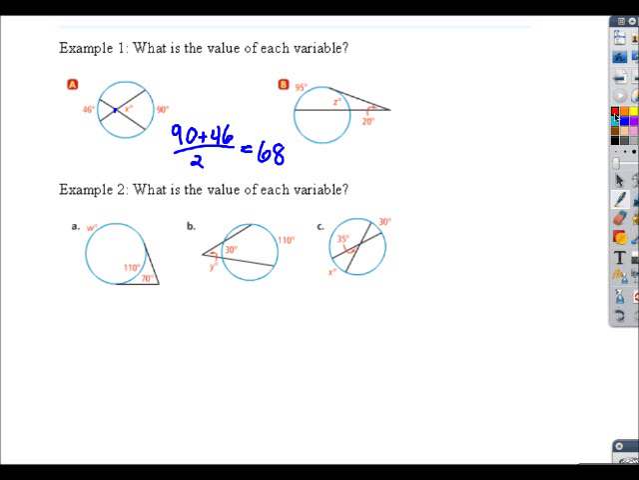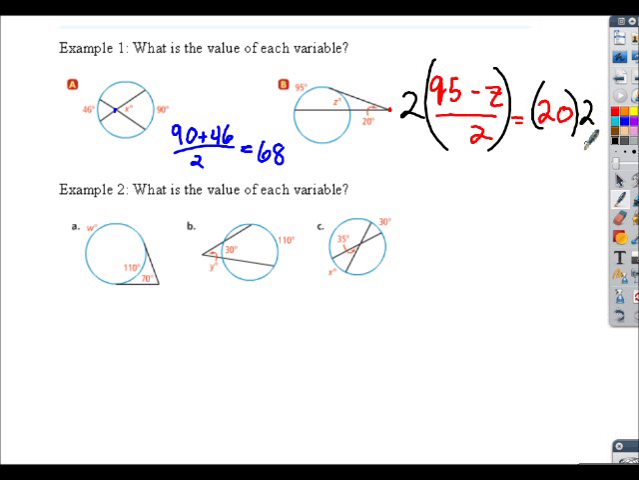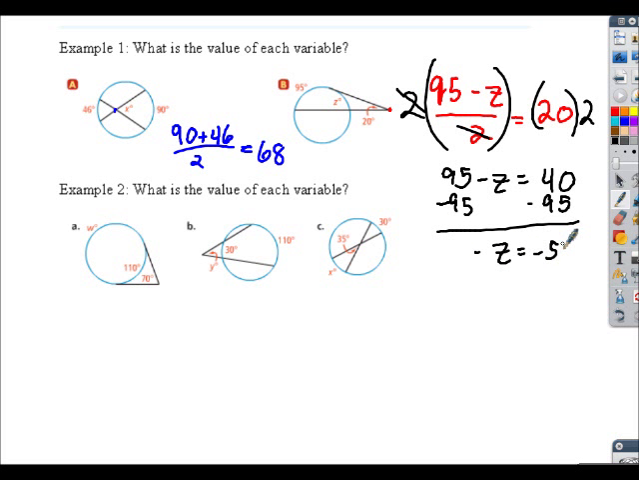For letter B, because they intersect on the outside of the circle, I'm going to subtract. So it's 95 minus Z all over 2 equals 20. So I multiply both sides by 2, those divide out. 95 minus Z is equal to 40. And now it's just a matter of solving that. Subtract 95. Negative Z equals negative 55. So Z equals 55.